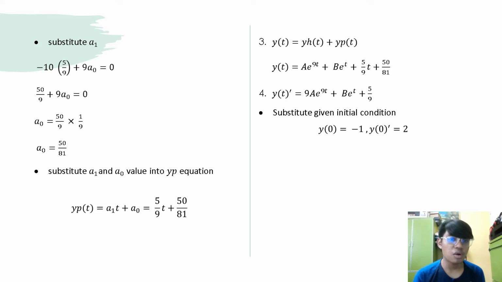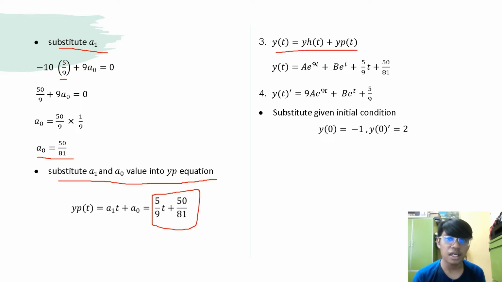Assalamualaikum, I'm Kashful Azim. Alright, to get the value of a0, we use the equation that we obtained at t power of 0 from the previous slide that Aiman explained. And then we need to substitute the a1 value, which is 5/9 that we found. And after solving the equation, we can get the a0 value, which is 50/81. After that, we need to substitute a1 and a0 values into the original yp equation and get this equation. After that, based on the general equation, y(t) equal to yh plus yp, we get the equation, which is this.